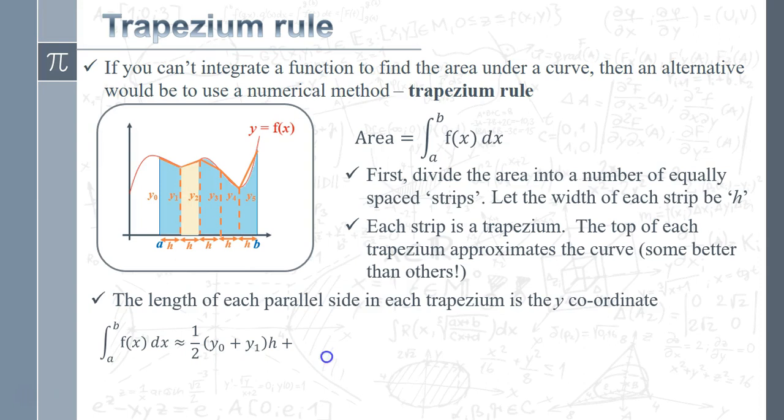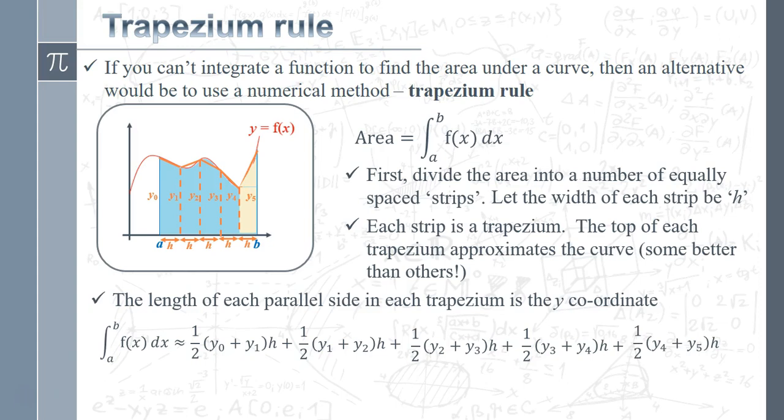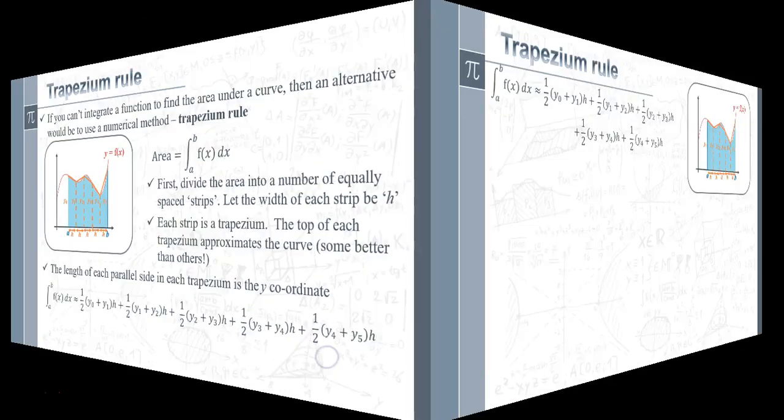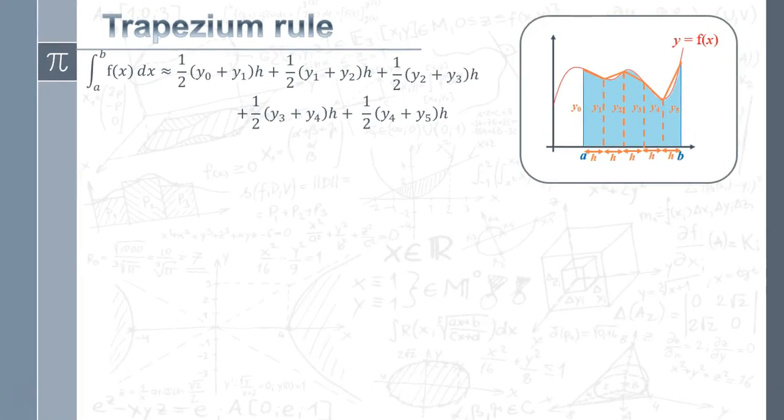The next one is going to be half (y1 plus y2) h, and then the next one, you can see what's happening here, and so on and so forth. And there you go. All I've got to do is that calculation there. Now, the problem is that thing there is a little bit of a mess. It's a bit of a big old beastie. So what we're going to do is try and do a bit of tidying up and see if we can make that a little bit easier.